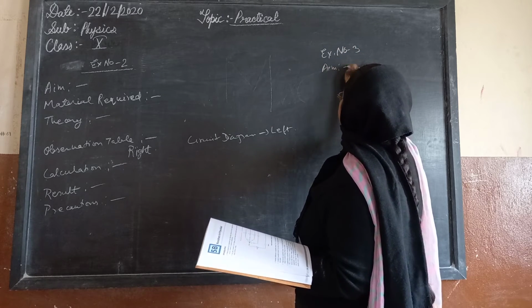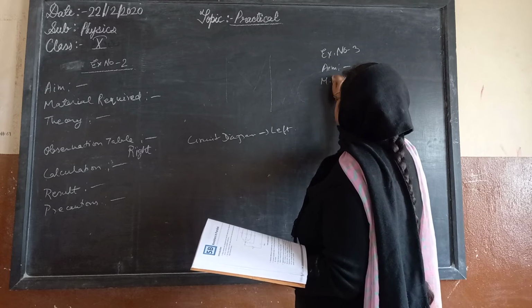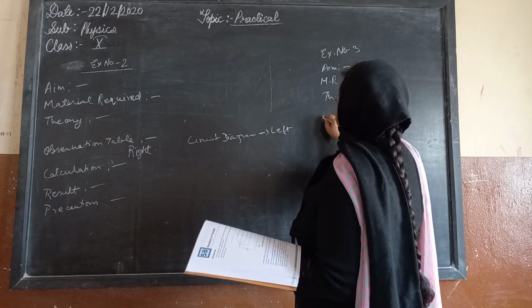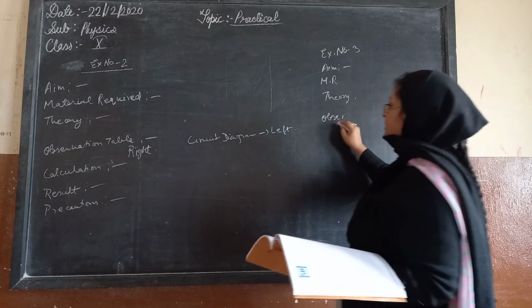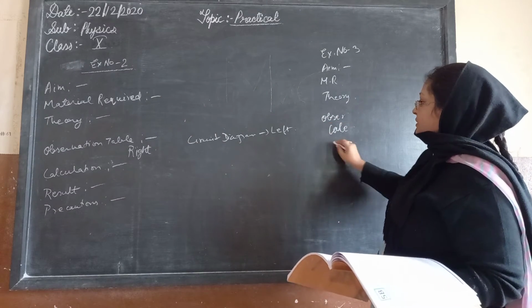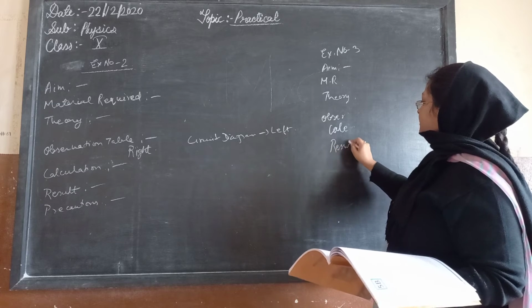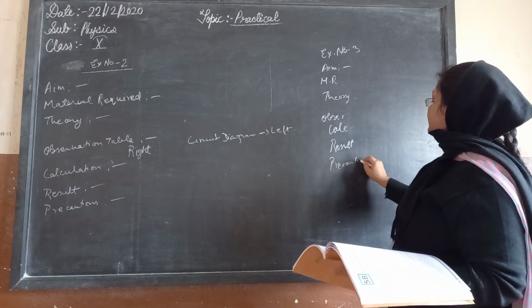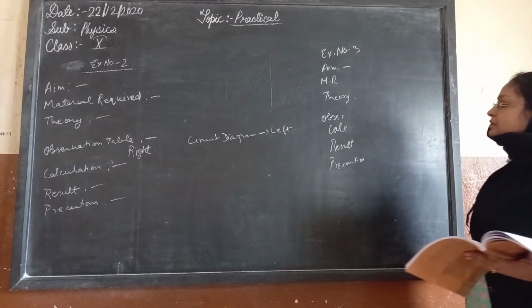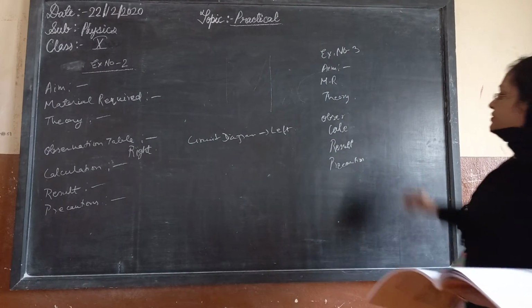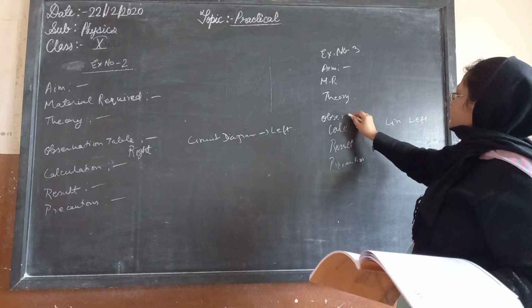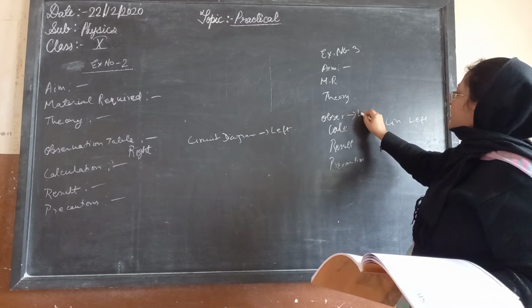Same as that: aim, materials required, theory, observation table, calculation, result, and then precautions. These are the things you have to write in your experiment number 3 also. Draw the circuit diagram on the left again, and write the observation table on the right.